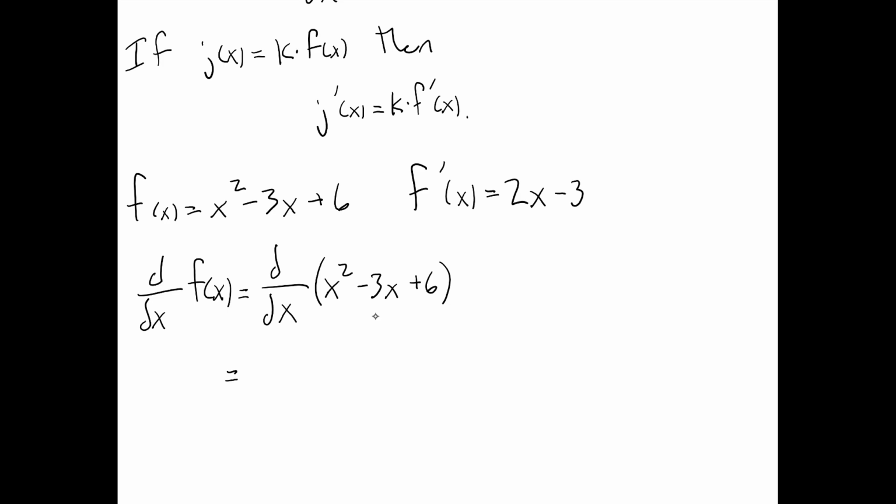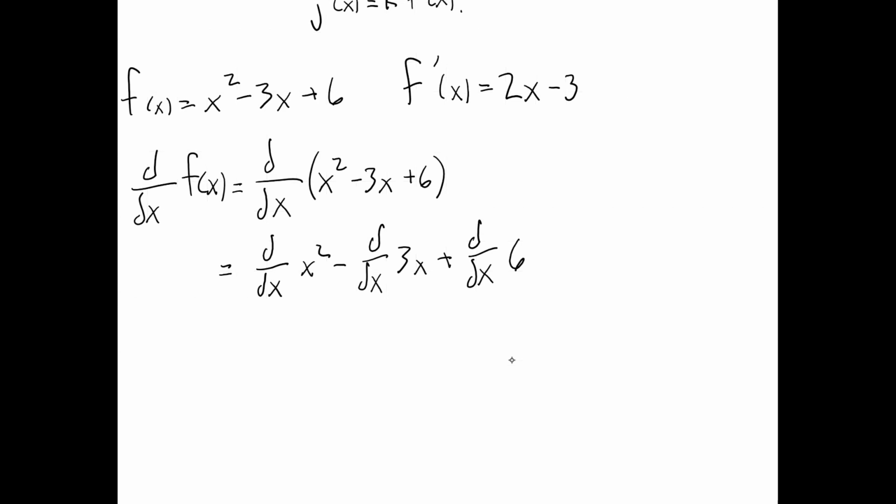So then, using the sum rule and difference rule, we get d/dx of x squared minus d/dx of 3x plus d/dx of 6. Now I want to use one more rule here before we start evaluating any of these limits, and that's the constant multiplier rule. So d/dx of x squared stays the same, but instead of having 3x, I get minus 3 times d/dx of x, plus d/dx of 6.